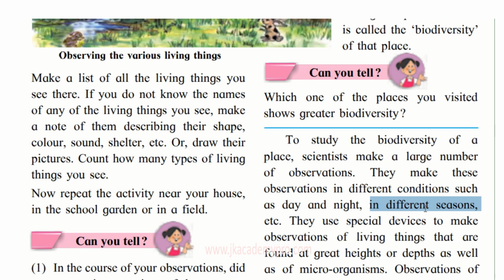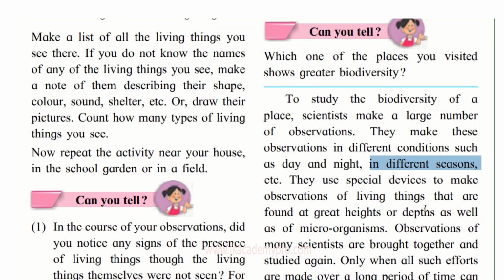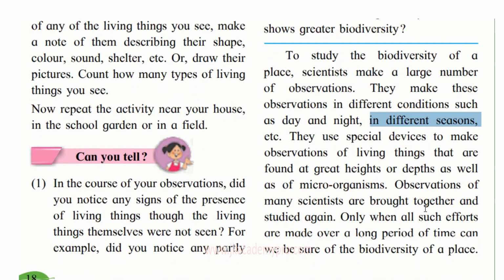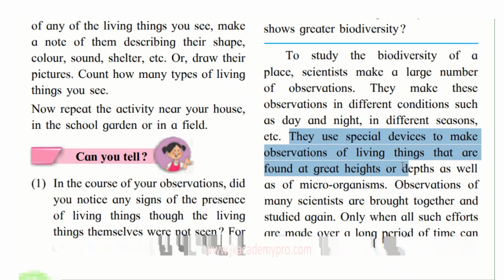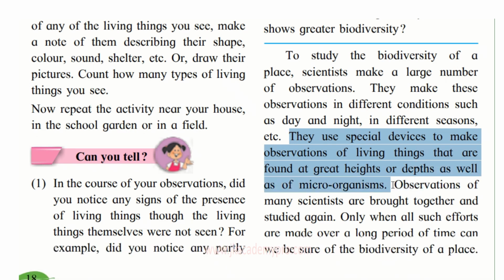So not only animals, they will study all other living things like plants and trees and all that, and microorganisms also. And so they have special devices to make observations of living things that are found at greater heights or depths, as well as microorganisms. Okay, because microorganisms cannot be seen with the naked eye, they require special devices. Devices are instruments. Okay, special things, special small machines, to observe it.